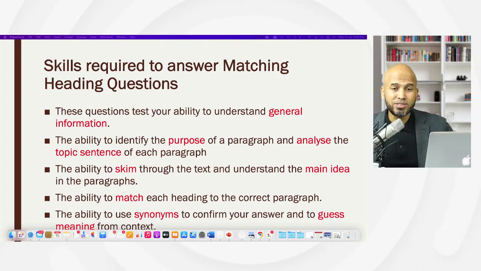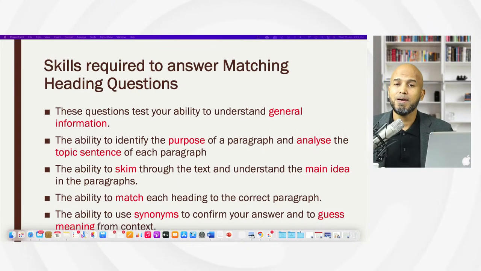The ability to skim through the text and understand the main idea in the paragraph. Of course, you need to know how to skim. You don't need to read each and every detail and be slow. What you have to do is read the main idea and try to connect it with the supporting sentences. This is called skimming. And the ability to match each heading to the correct paragraph.